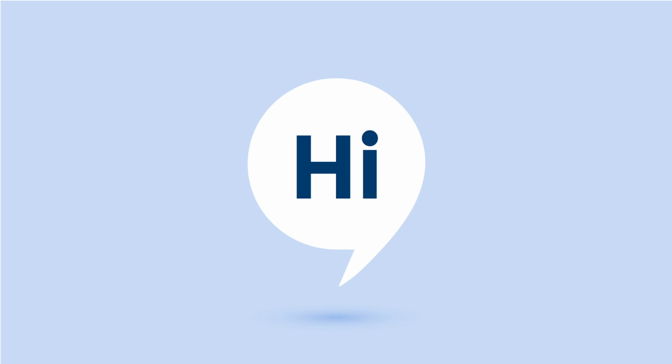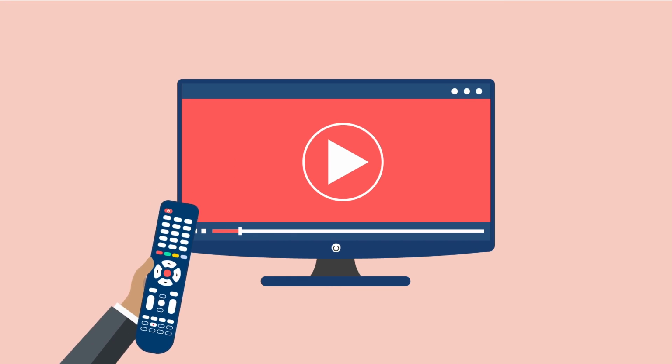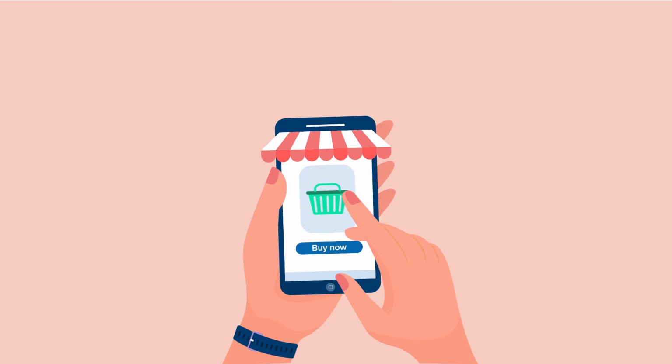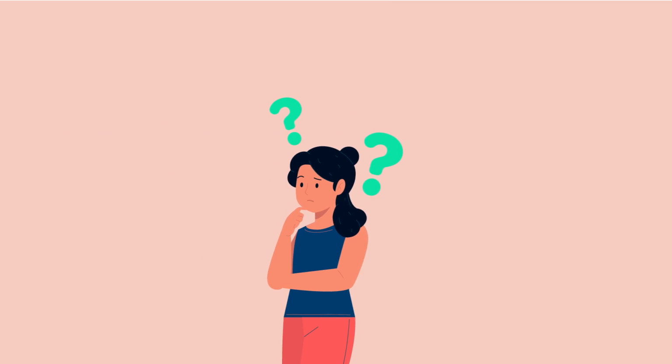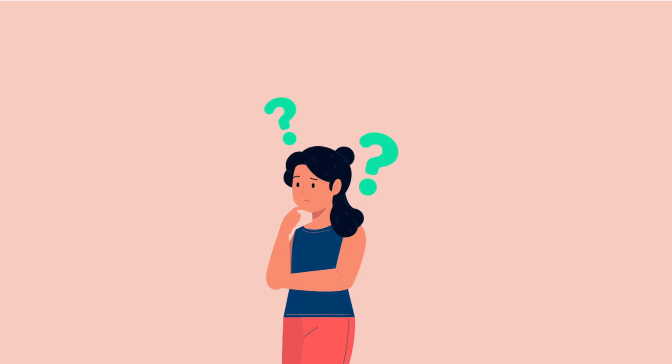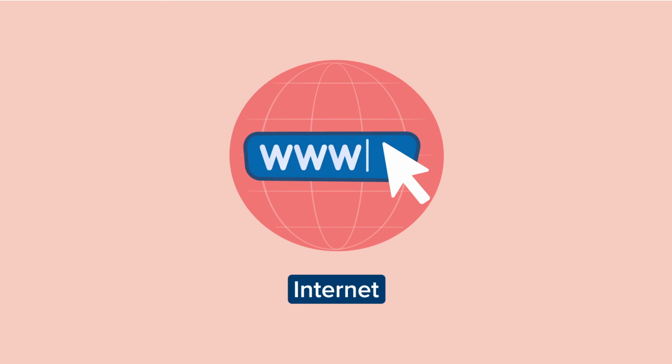Hi, welcome back. When we stream some movies online or buy something online, can you guess what is the common thing that we require to do in both these things? Just think for a moment. It's pretty simple. Well, you might have thought of internet, which is absolutely correct.